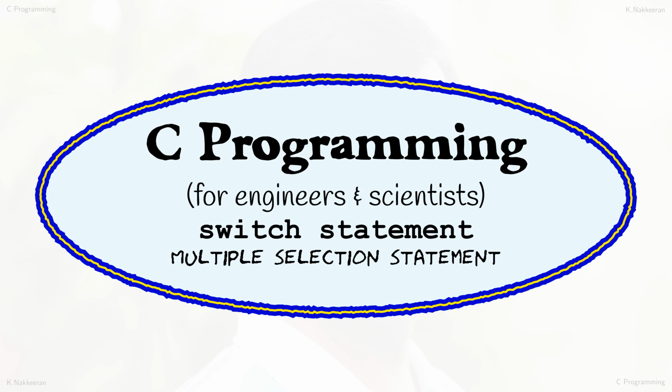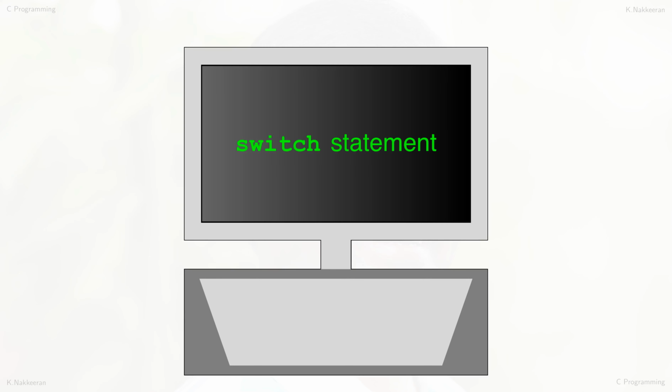Welcome to C Programming Lecture 7. In this lecture we will look into the multi-selection switch statement that can help to write C programs to select different chunks of code when a variable equals different values.